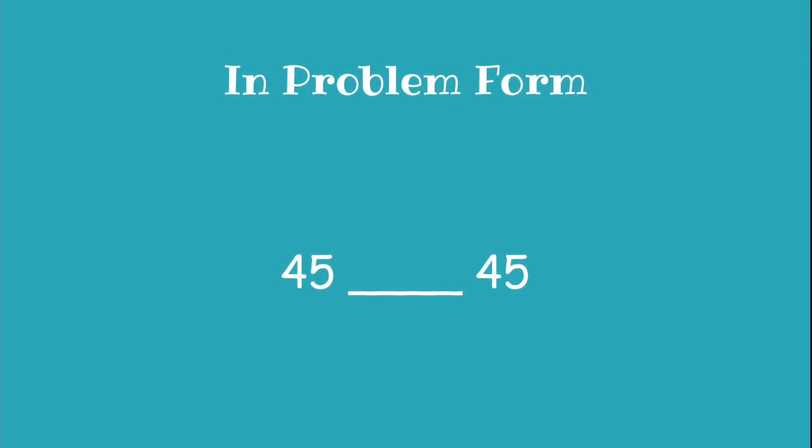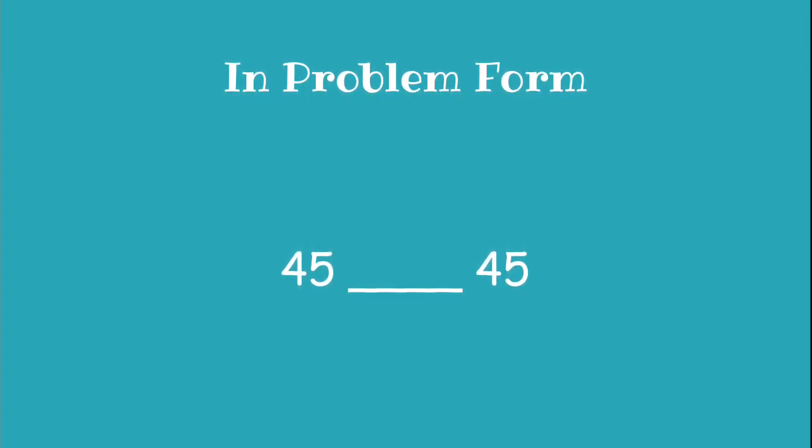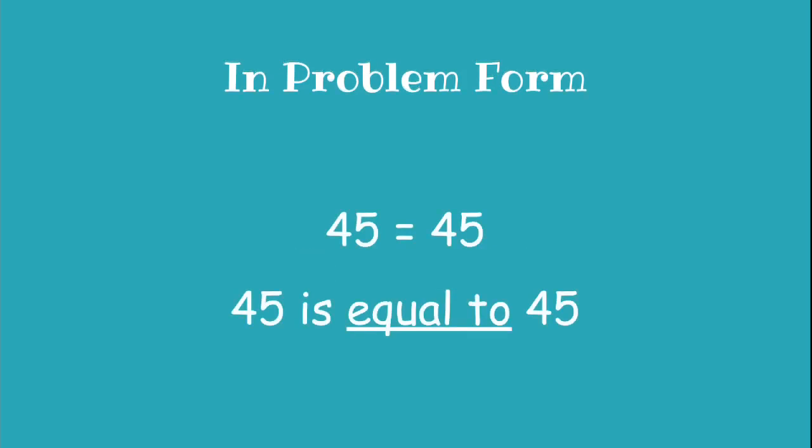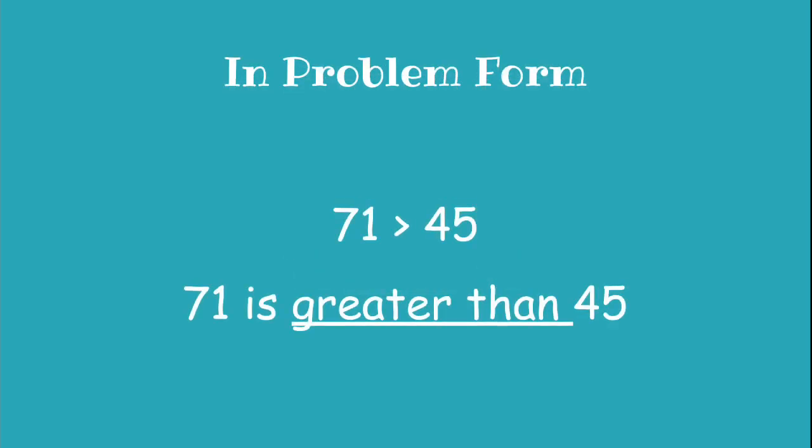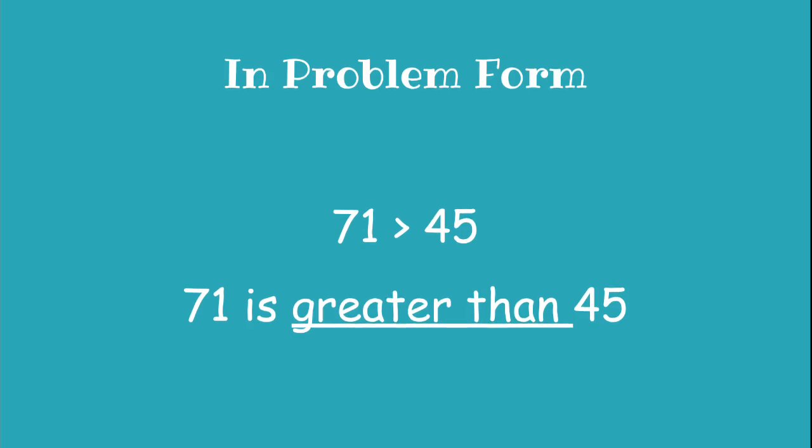Let's move on. 45 is greater than, less than, or equal to 45? Well, 45 is the same as 45. Both sides are balanced, so 45 is equal to 45. So we just put the equal sign. What about this one? 71 is greater than, less than, or equal to 45? 71 is larger than 45, so we would say that 71 is greater than 45. The greater than sign is trying to eat the larger number, 71. It also has 2 points on 71's side and 1 point on 45's side.